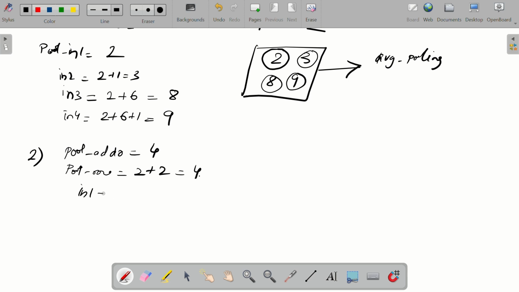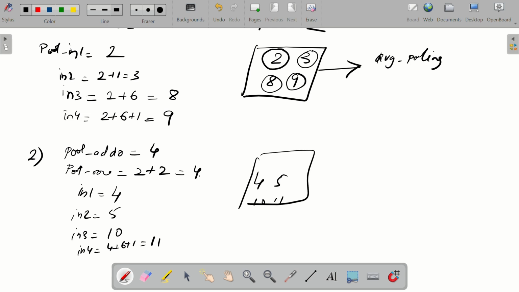What is my in1 value? In1 value is pool address, 4. In2 value is pool address plus 1, which is 5. In3 value is pool address plus total number of rows, which is 10. In4 value is pool address plus total number of rows plus 1, which is 11. So what is the next set of pixels? 4, 5, 10, 11. Let's verify this in the image.